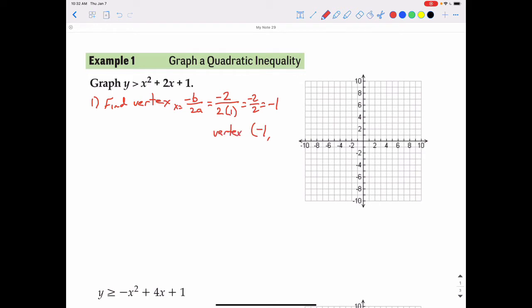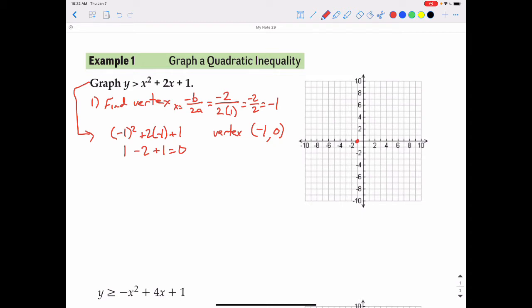and then to find the y value, we will plug in the negative 1 we just found into the original problem, and that gives us the y value. So that will be negative 1 squared plus 2 times negative 1 plus 1. Negative 1 squared is positive 1 minus 2 plus 1, and that gives us 0. So the vertex is located at negative 1, 0. So I go to my graph and I will place my vertex there.